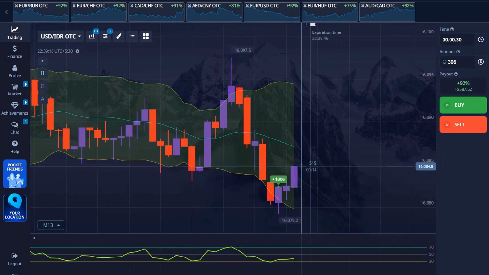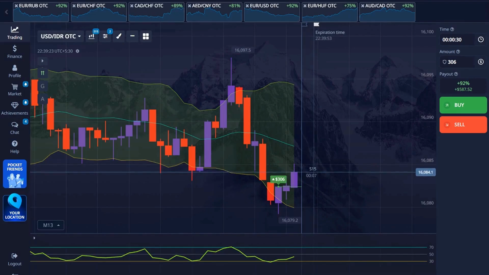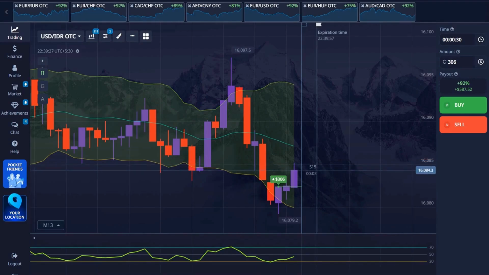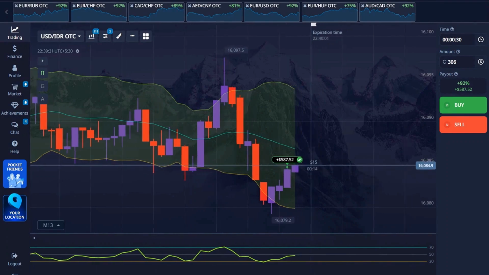Now let's check the RSI. At this point, the RSI was around 30, which means the market was in an oversold condition. When the market is oversold, it usually has a higher chance of reversing upwards. That's why I entered a buy trade on the next candle with a 30-second expiry. And as you can see, the price moved upward just as expected, giving us another winning trade.